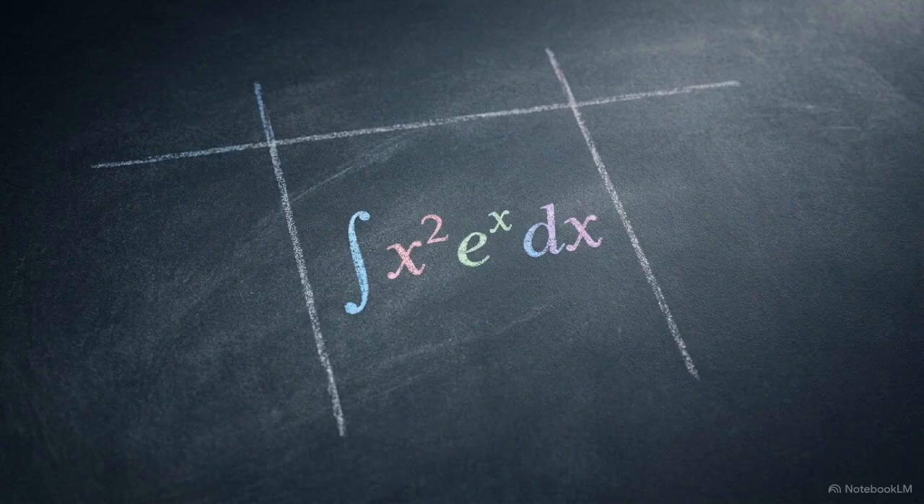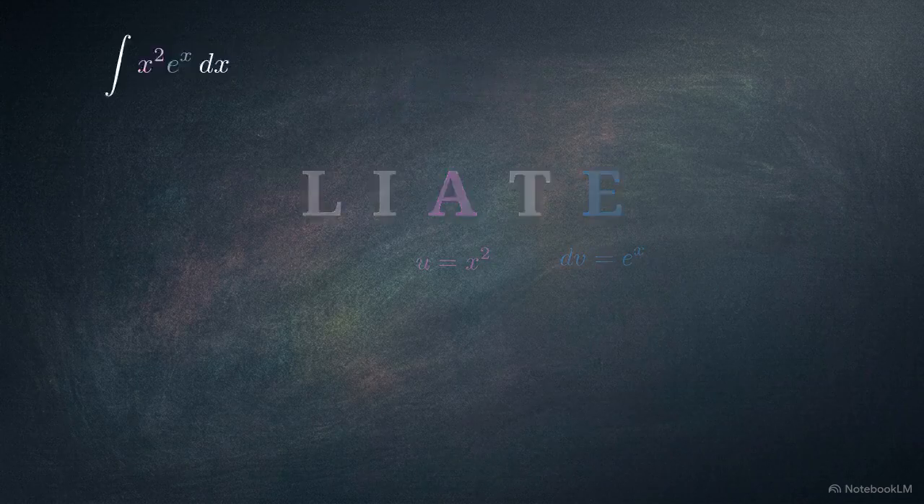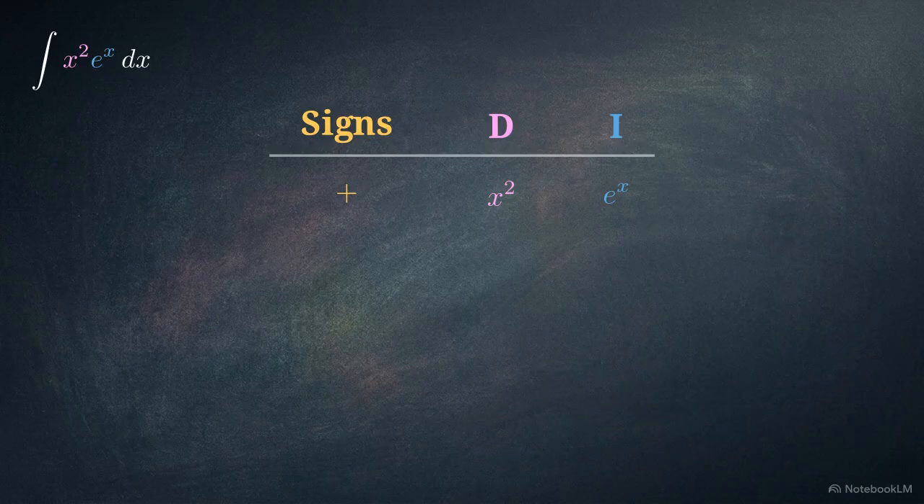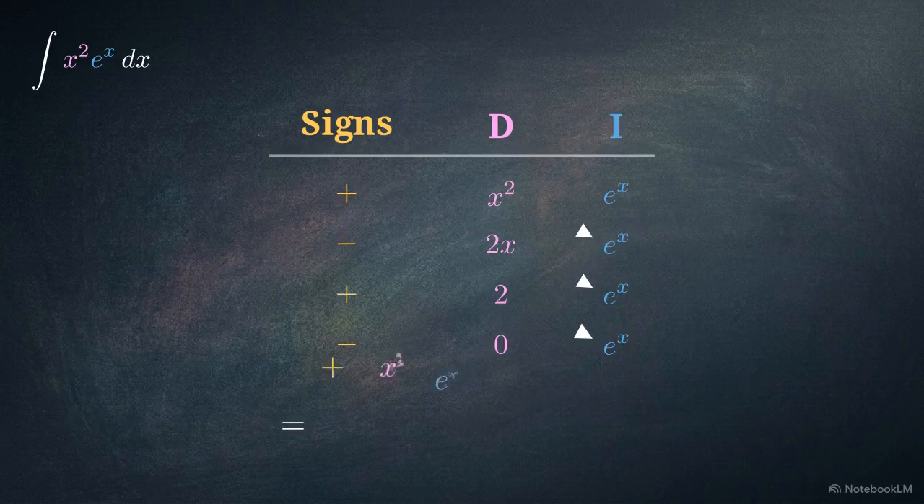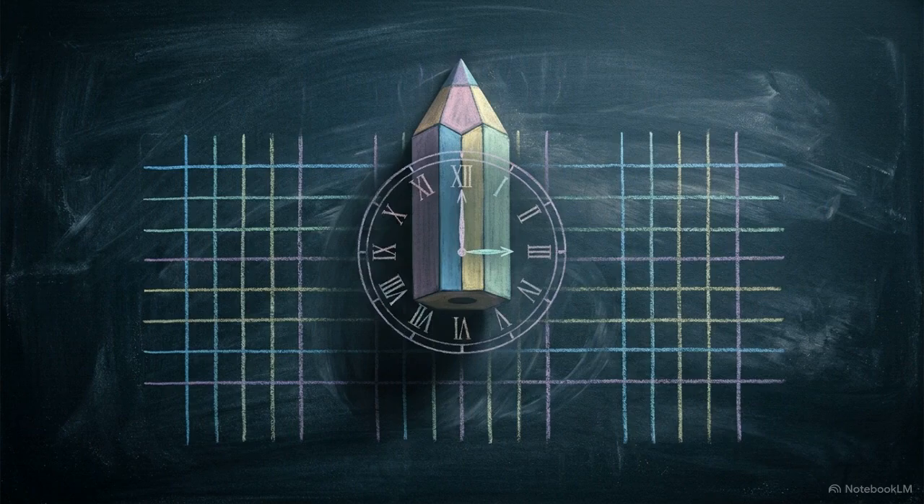Let's apply this. Pause here and set up the derivative and integral columns for x squared e to the x. Following LIAT, x squared is our algebraic u term, and e to the x is the exponential dv. The derivative column begins with x squared, and the integral column begins with e to the x. Differentiating x squared down to 0 and integrating e to the x gives us a clean diagonal map. Applying the alternating signs results in x squared e to the x minus 2x e to the x plus 2e to the x. Repeating this procedural flow builds the specific muscle memory needed to execute these steps accurately under the time constraints of an exam.